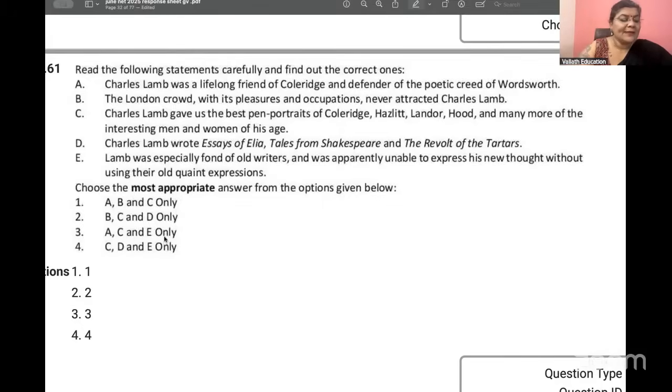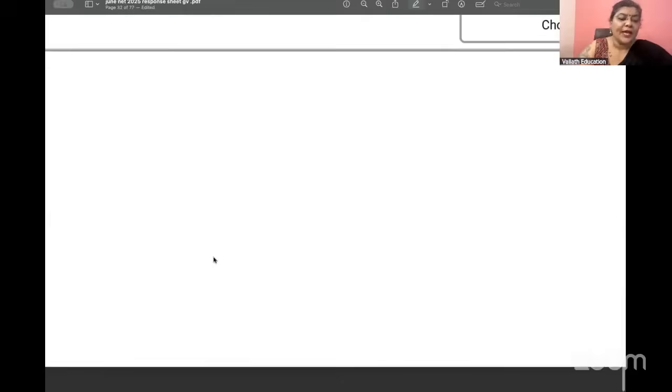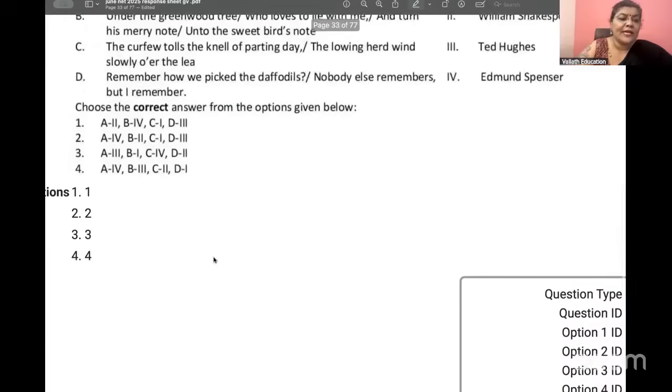Got it? Answer must be ACE. Because E is correct. We have to choose E. With your existing knowledge, with D and E, you can guess this. This is not a difficult question. Okay, next, I will go to the next question.